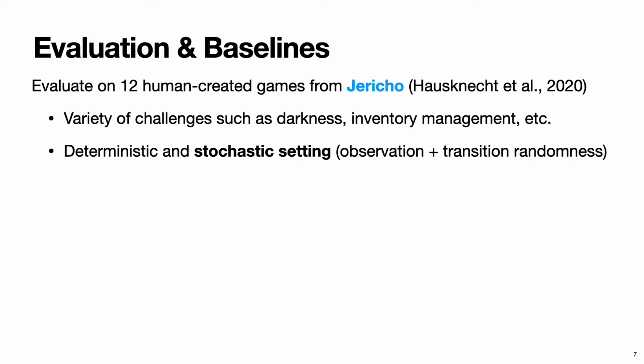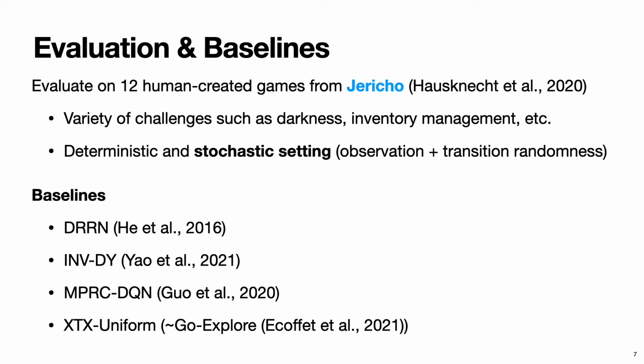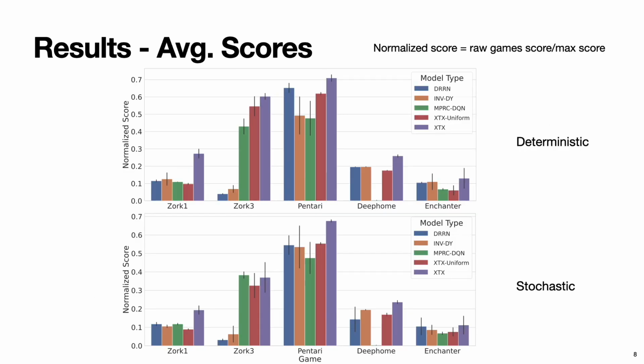We evaluate our method on 12 games from the Jericho benchmark, which include a variety of challenges. We consider games both in the deterministic and stochastic setting, which can include both observation and transition randomness. Furthermore, we compare against several state-of-the-art baselines, including XTX Uniform, which unlike XTX performs random exploration and is similar to the GoExplore algorithm. Here we show average normalized episode scores at the end of training for 5 sample games from the Jericho benchmark, both in the deterministic and the stochastic setting.